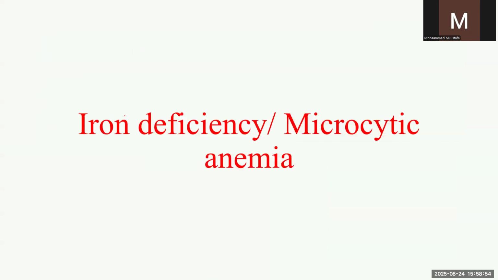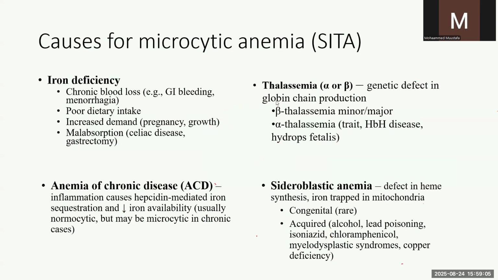Okay, so firstly, we'll take microcytic anemia based on the morphology, and iron deficiency is a cause for microcytic anemia. Further, there are a few more causes for microcytic anemia. As I said, iron deficiency anemia, thalassemia, anemia due to chronic diseases, and sideroblastic anemia. You can remember these with the mnemonic Sita. So goddess Sita. S refers to sideroblastic anemia, I for iron deficiency, T for thalassemia, and A for anemia due to chronic diseases.